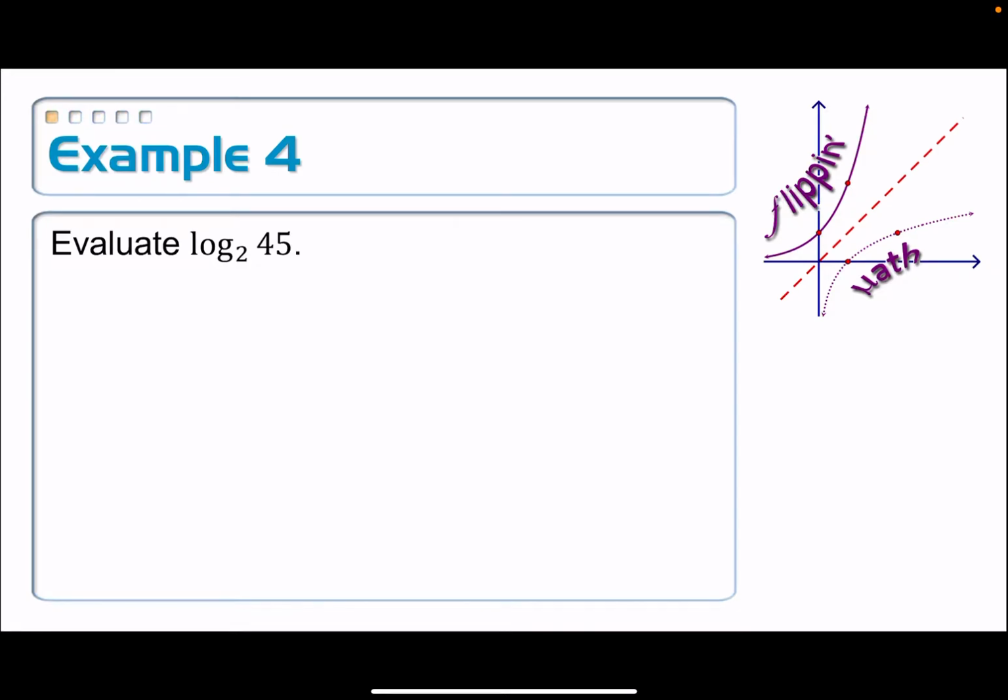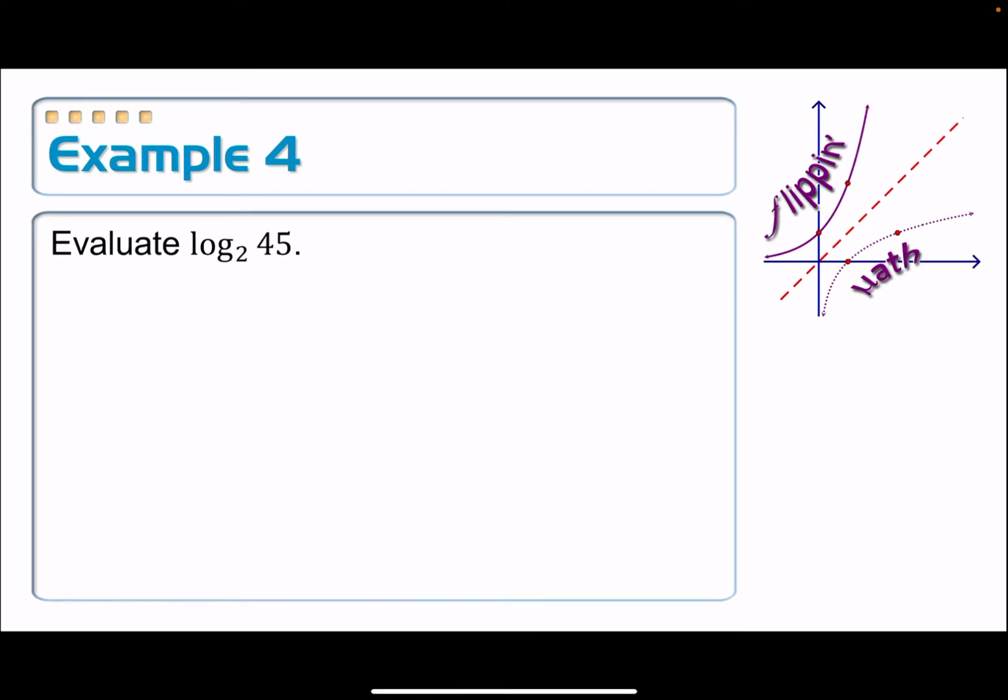All right, example 4, it doesn't have any calculus in it at all. It just asks us to evaluate the log base 2 of 45. So think back to your algebra days, back before the magical update to the TI calculator allowed you to change the base from either base e, the natural log, or base 10, the common log. If you had to evaluate the log base 2 of 45, you'd have to use a change of base formula.